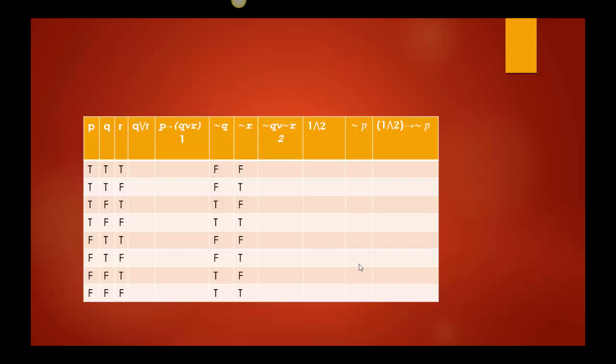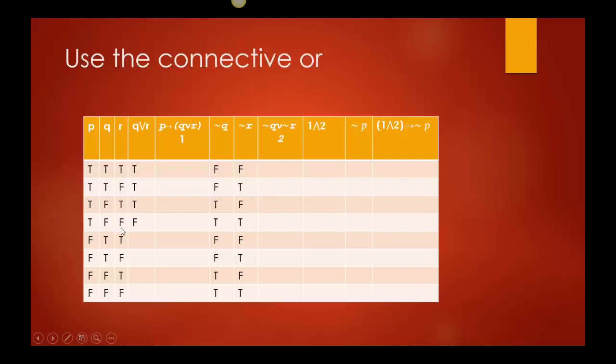All right, now I can come in and talk about Q or R. So I'm going through the second and third columns. I'm using the connective or, which says I'm just looking for a true. So I have a true, a true, a true, and then those are 2 falses. So I know what's going to happen there. And then I see it repeat, true, true, true, and 2 falses.